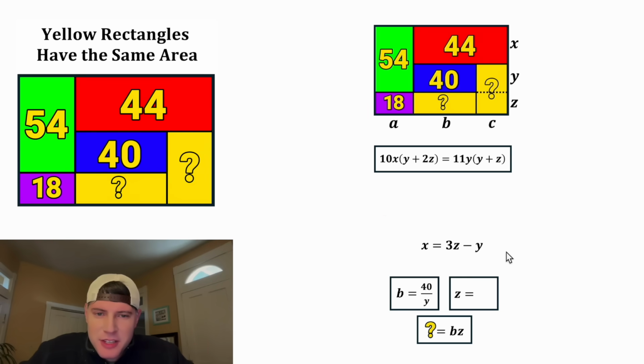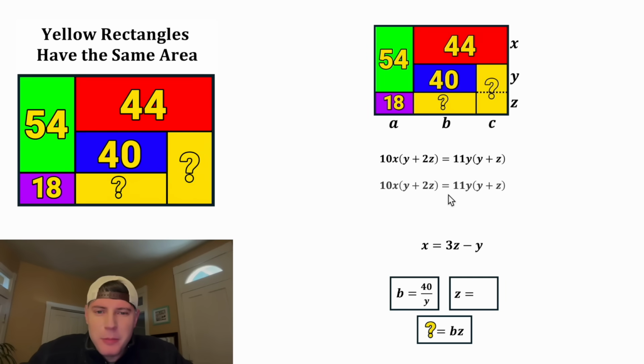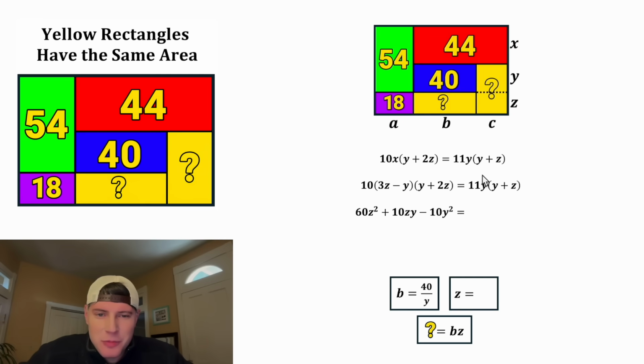Let's get rid of all this and get rid of the box. Let's copy this down and give ourselves some room. In the place of this x, let's plug in 3z minus y. And now we're done with this. And now from here, let's take the left-hand side and multiply all this out. It'll give us 60z squared plus 10zy minus 10y squared. And then on the right-hand side, this will distribute to each of these, giving us 11y squared plus 11yz.